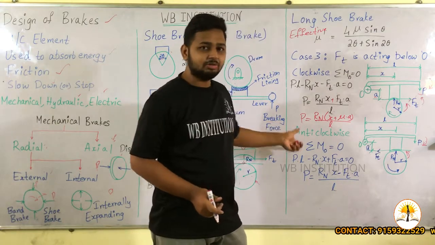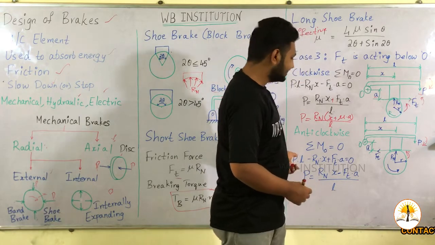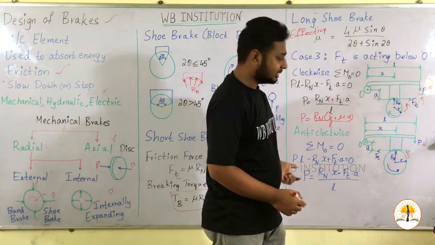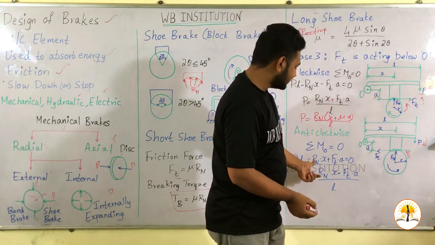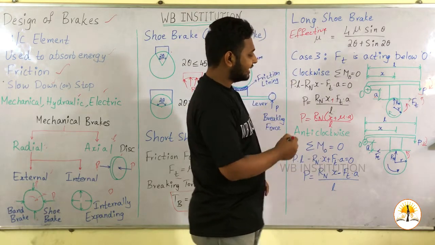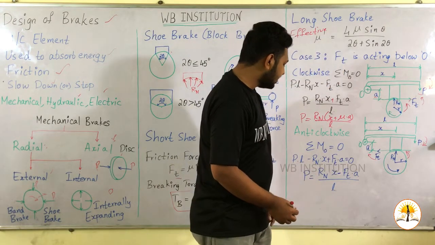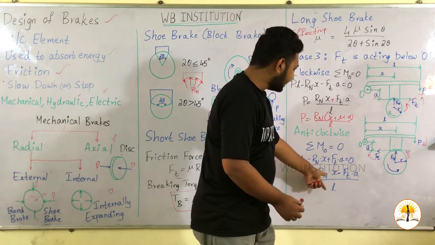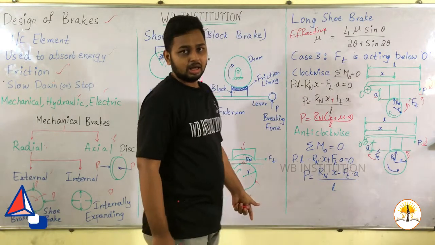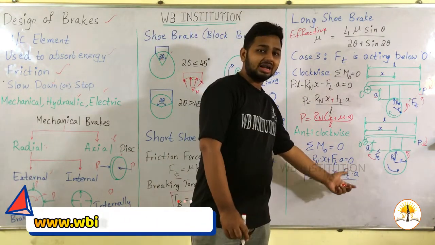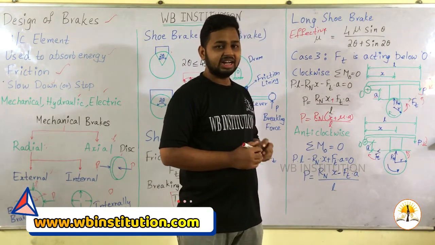Now in a similar way we calculate for the anti-clockwise direction, sigma MO equal to 0. Let us see what are the moments and the symbols. P is acting in a clockwise direction, Rn is acting in an anti-clockwise direction, and Ft is acting in a clockwise direction. Now the value will be given as P equal to Rn into X minus Ft into A divided by L. Here Ft equal to mu into Rn. If we substitute the value of mu into Rn, then we can write this equation as Rn into X minus mu A divided by L.